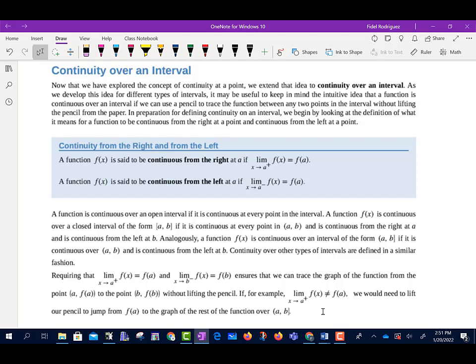A function is said to be continuous from the right at a if the limit as x approaches a from the right is equal to f of a. And a function is said to be continuous from the left of a if the limit as x approaches a from the left of f of x is equal to f of a.